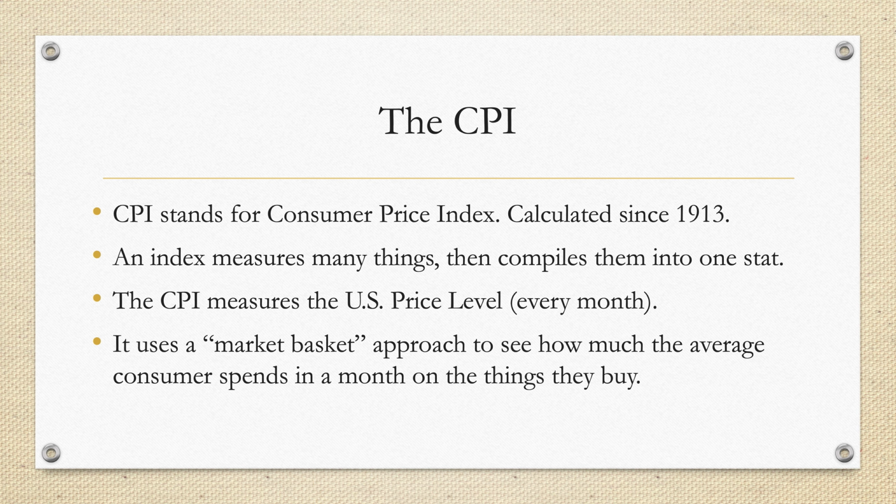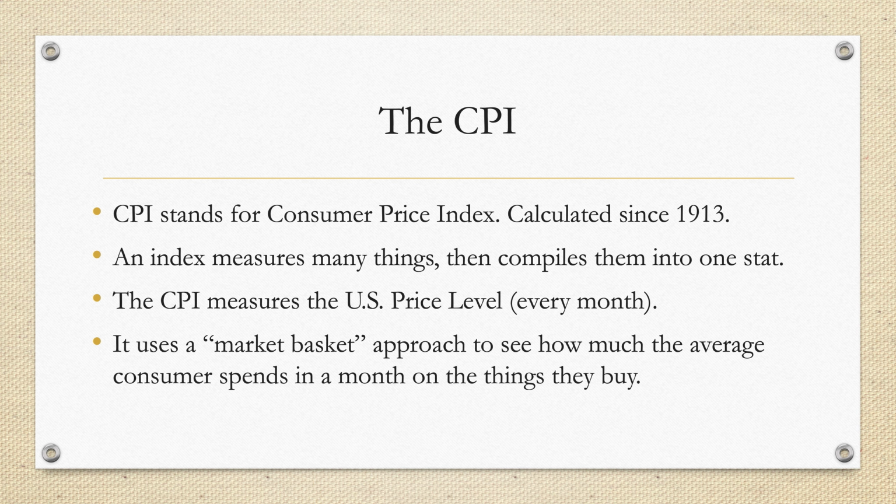So we use CPI, and economists use CPI, and the government uses CPI to calculate the rate of inflation, where the price level is rising over time, or deflation, where prices are falling over time. That's much less common in the United States. It's more common in other countries, specifically Japan, but that's what deflation is, the price level declining. Inflation is when the price level is increasing.